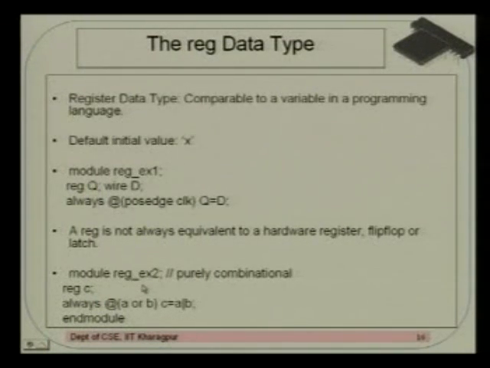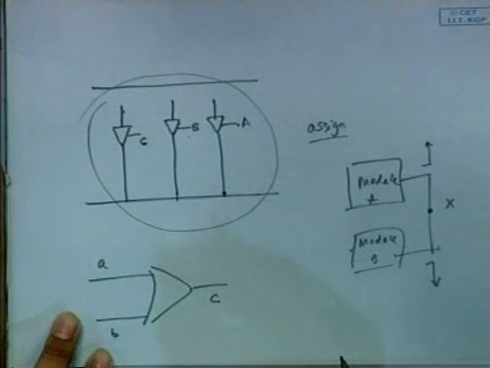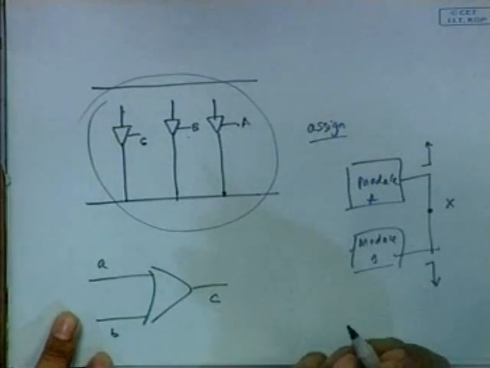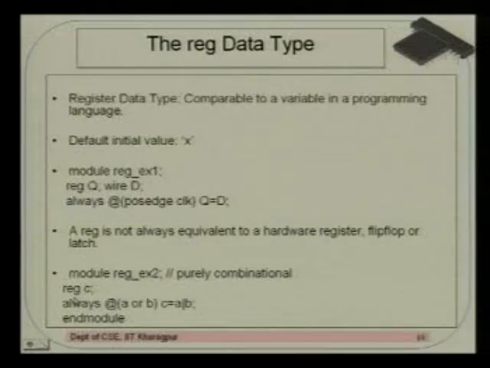If you see example 2, you would find that this is a purely combinational design, because whenever A or B changes, C is being assigned the value of A or B. So what would be the hardware for this particular block? The hardware would be very simply like this: you have A and B, an OR gate, and you obtain C. Therefore C is not a register or a flop or a latch. So although my data type is reg here, it doesn't imply that reg would lead to a flop or a register or a latch. It is just a data type, and it has nothing to do with the actual hardware that you obtain. So this is actually a cautionary note.